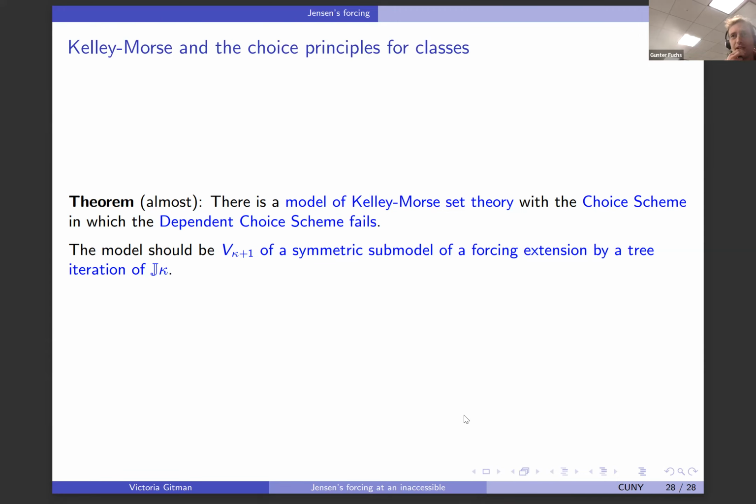For example, if you want to add a unique generic subset of kappa, that can be done with a rigid kappa Suslin tree. Or if you want to add exactly kappa many generic objects, if you take an adequately homogeneous kappa Suslin tree, I think that can also be arranged. Is it the iteration, like iterating it, or anyway? So this is my question.